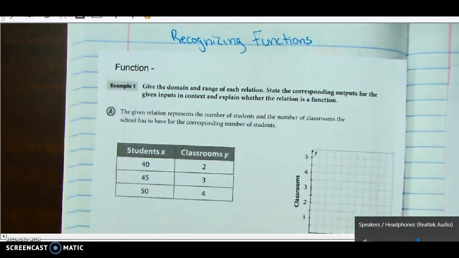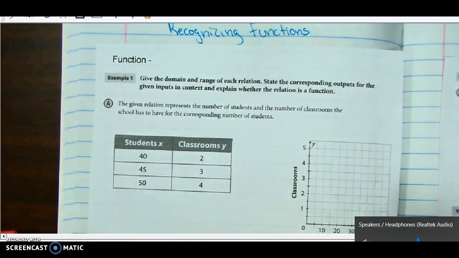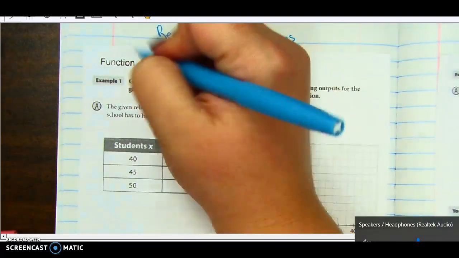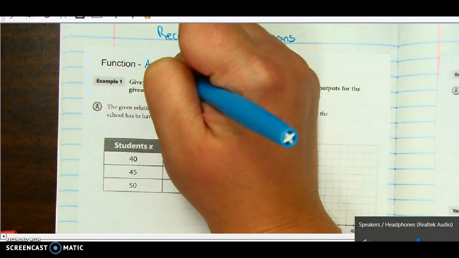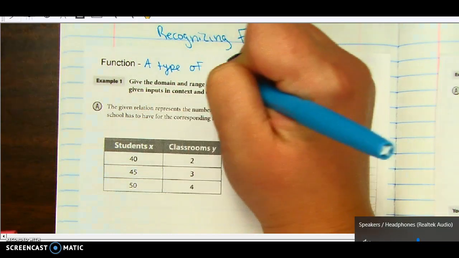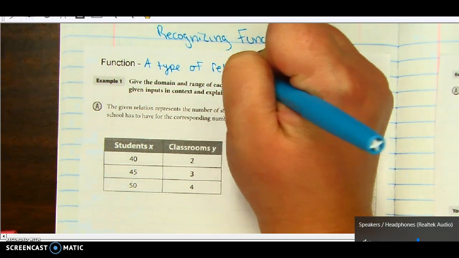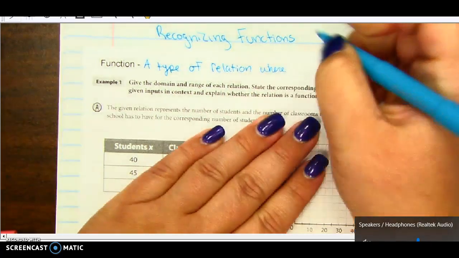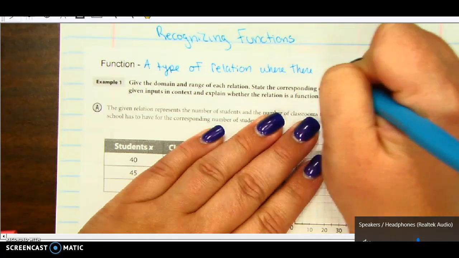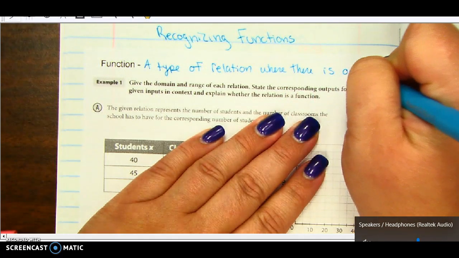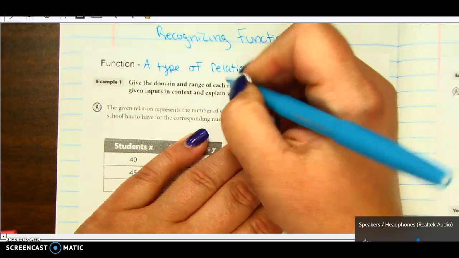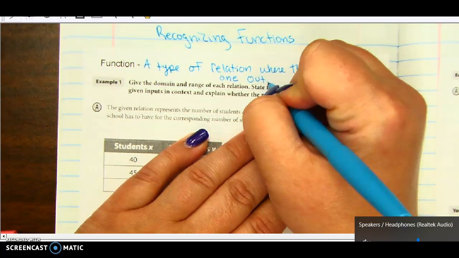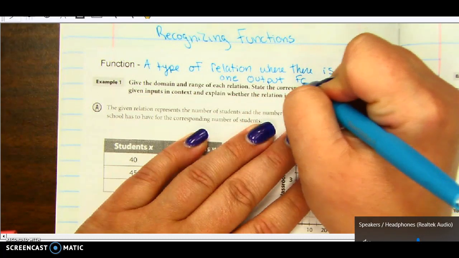So this is going to be a little different. We just graphed and plotted and mapped out our relation. Now we're going to look at functions. A function is a type of relation where there is only one output for each input.